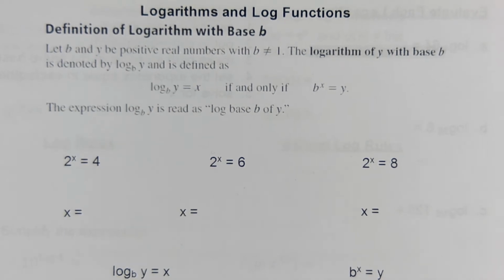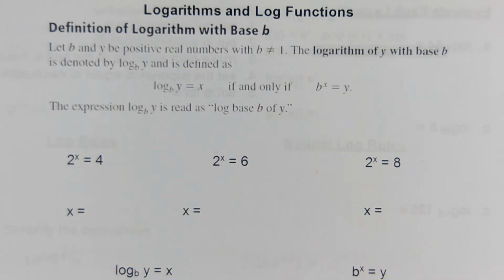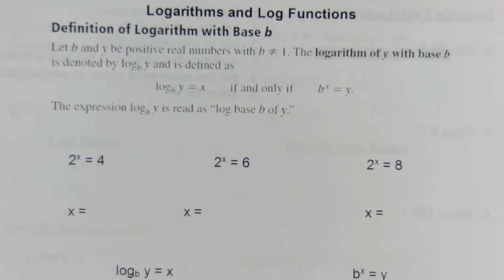Definition of logarithm with base b. Notice b for base, as usual, b for base. So let's say that b, base, and y are positive real numbers, and the same rule applies that we were talking about with exponential growth and decay. Base can't be 1. The logarithm of y with base b is written like this. So we say log base b of y. That's how you would say that, log base b of y.